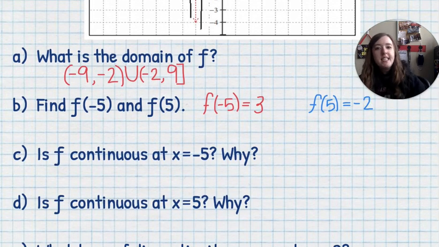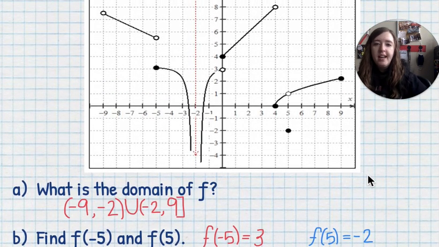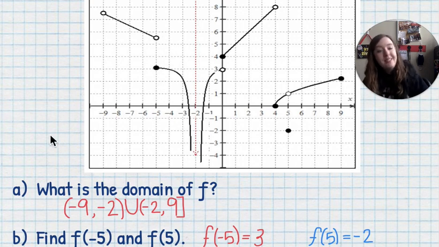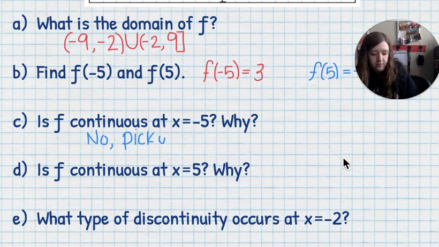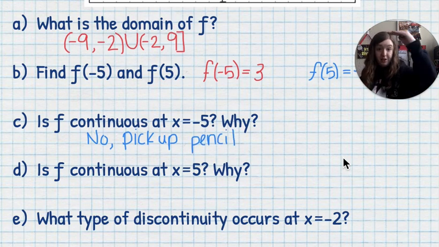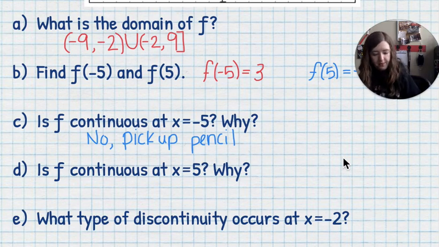Now we want to see, is f continuous at -5, and why not? So over here at x equals -5, is it continuous there? No, remember, continuous means that we can graph it without picking up our pencil. So we have to pick up our pencil there. Now, since we went from one value to the next, there's kind of a hop there. That's a jump discontinuity.